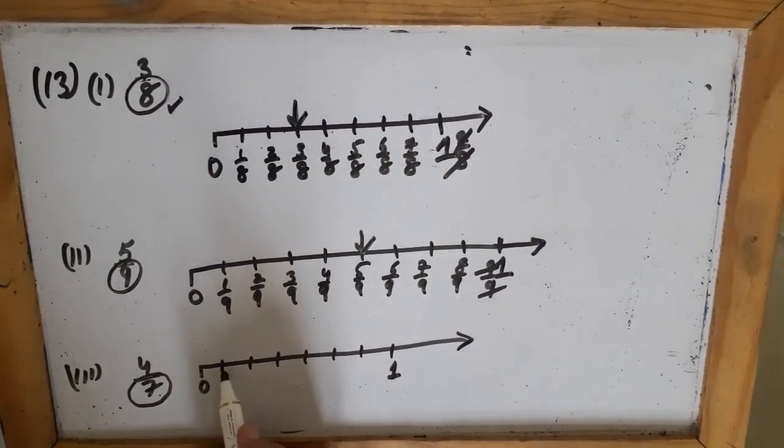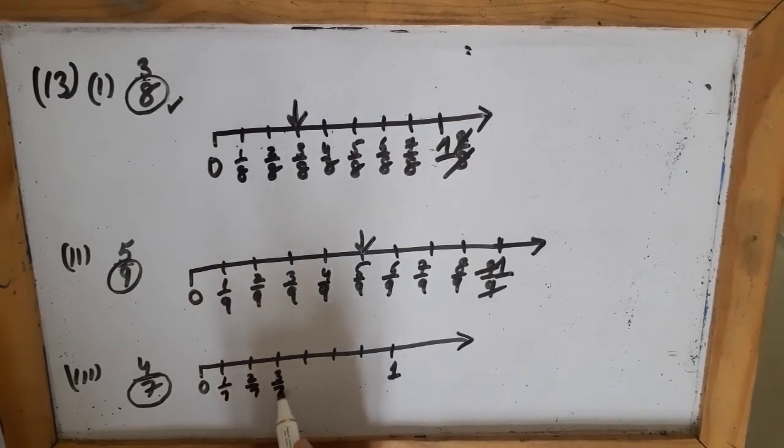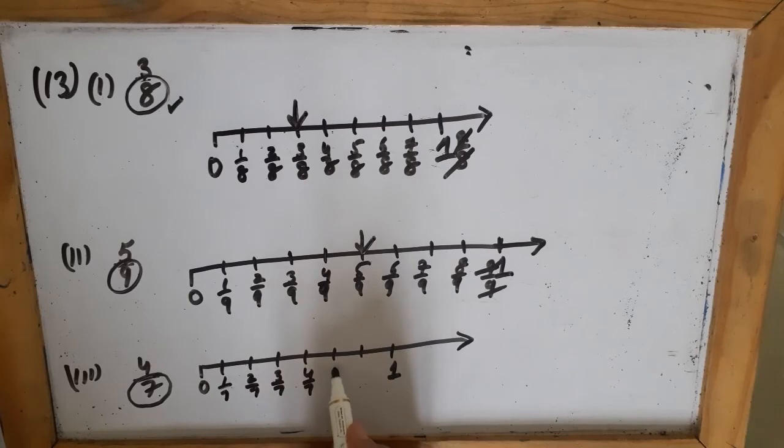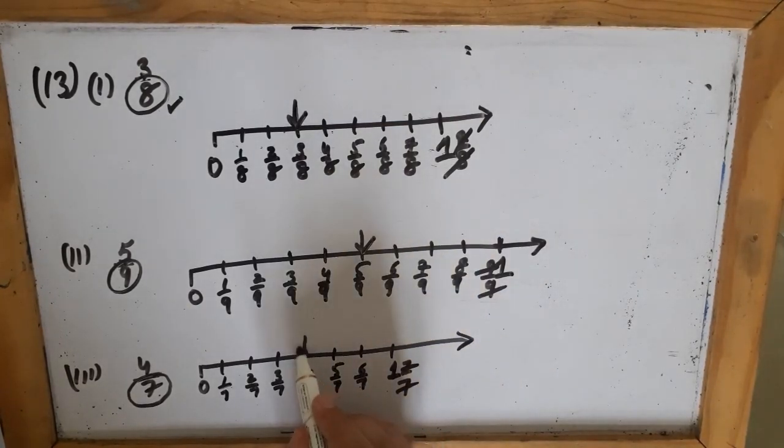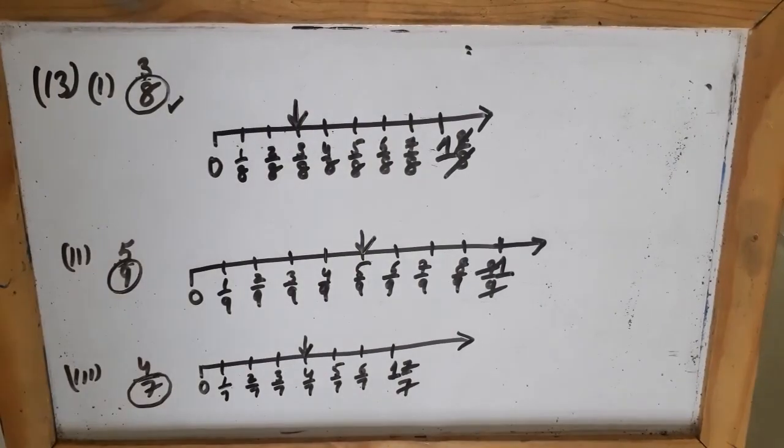So the part after 0 will be 1 by 7, 2 by 7, 3 by 7, 4 by 7, 5 by 7, 6 by 7, and this will be 7 by 7, or you can say 1. And where is 4 by 7? This is 4 by 7.